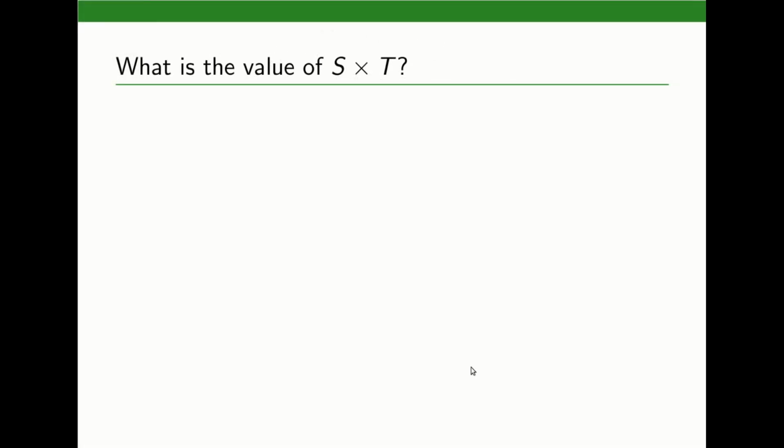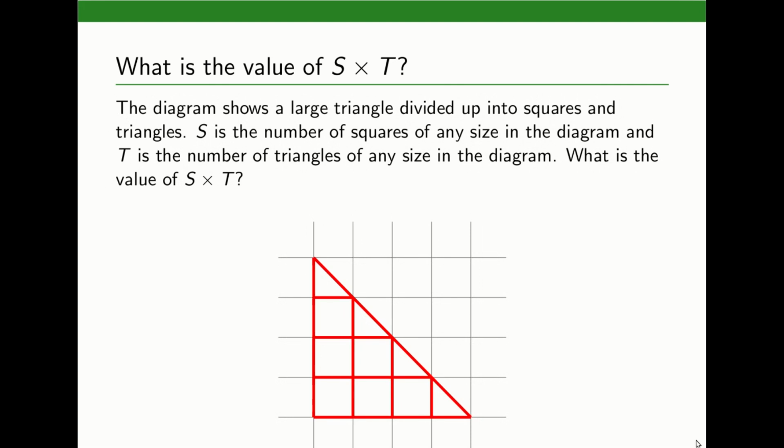So today we are dealing with a problem in which we need to find the value of s times t. This problem was part of the Junior Kangaroo Mathematical Challenge UK year 2015. The problem is, the diagram shows a large triangle divided up into squares and triangles. S is the number of squares of any size in the diagram, and t is the number of triangles of any size in the diagram. What is the value of s times t?